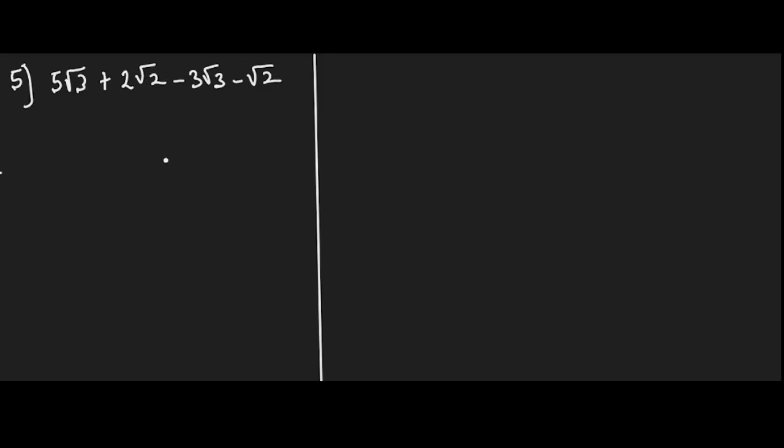What we'll do is group those that are alike together. That is, we have 5 root 3 minus 3 root 3 plus 2 root 2 minus root 2. Now, this and this are similar, and these are similar. 5 root 3 minus 3 root 3 will give us 2 root 3, plus 2 root 2 minus root 2, that's going to give us plus root 2. Now, can we simplify further? No, because here is root 3 and here is root 2. They are not similar surds, so we leave our answer like this.